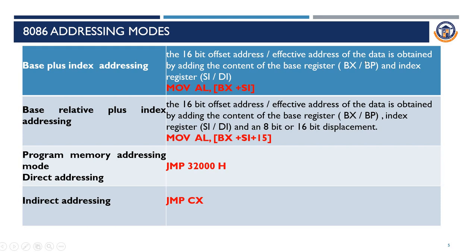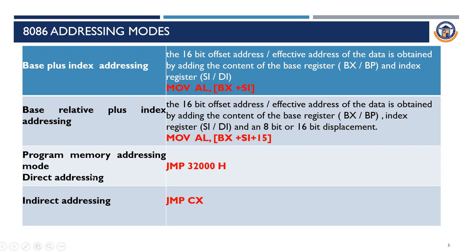So the 16-bit offset address of the data is obtained by adding the content of the base register and the index register. Index register may be source or destination index. Base relative plus index addressing mode. The 16-bit offset address or the effective address of the data is obtained by adding the base register and the index register and then an 8 or 16-bit displacement. Data stored at this address will be moved to AL register.